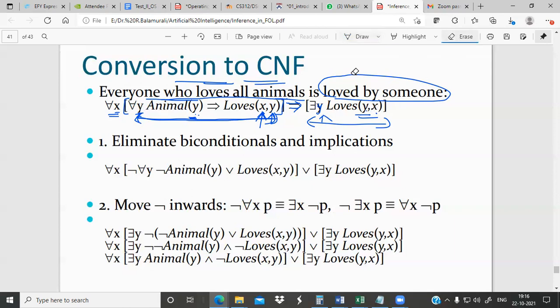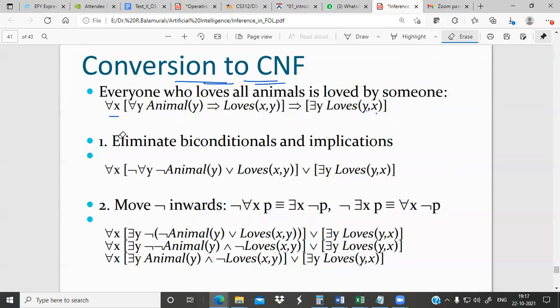So that is how we got this sentence. Now the point is, this sentence is currently not in CNF format. We have to convert it to CNF format. So how can we convert it to CNF? That's the question. To convert it to CNF format, first we have to remove the implication.